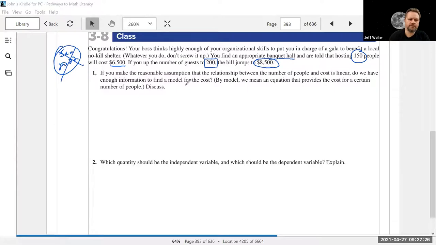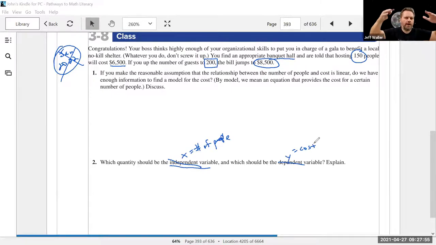Can you find 2 points? In fact, what are we going to call the X variable and what's going to be the Y variable? X is going to be the amount of people. Good. And Y will be the amount of money. Does everybody agree? Because I'm going to change the number of people and then see what the cost is. So X will be the thing that I change, and Y is the response to that. Okay, I like it. Cool.